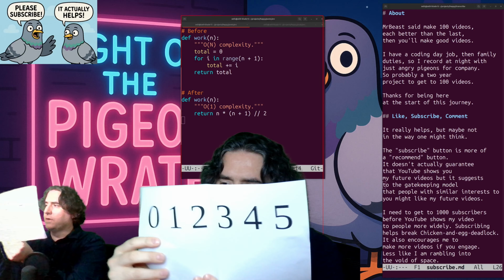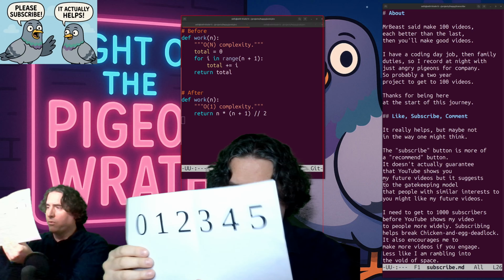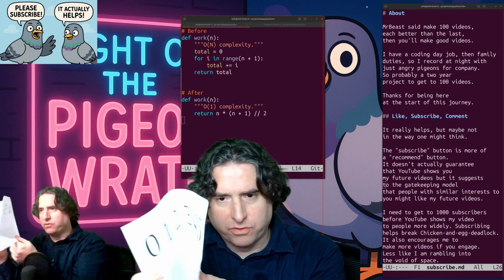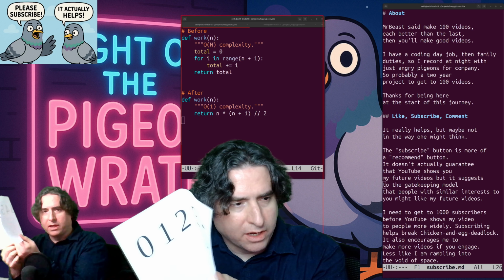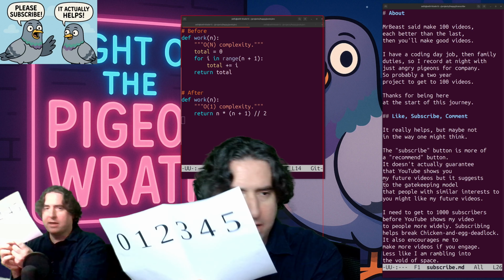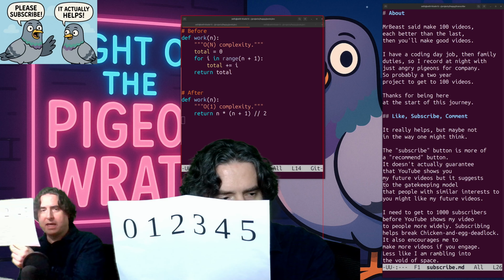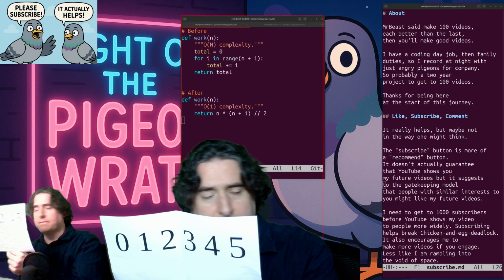In Gauss's version, he started with 1 and went all the way to 100. When we fold that, 1 plus 100 is 101, 2 plus 99 is 101, 3 plus 98 is 101. So every pair is identical, it's always 101. So he did 50 pairs times 101, which gives him 5050.